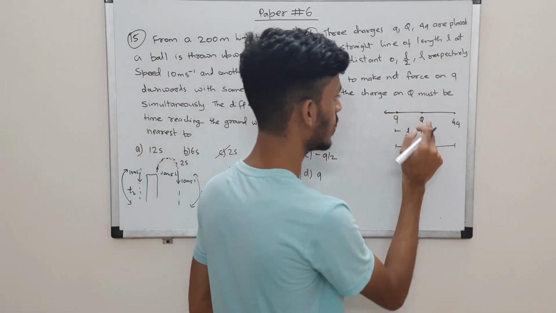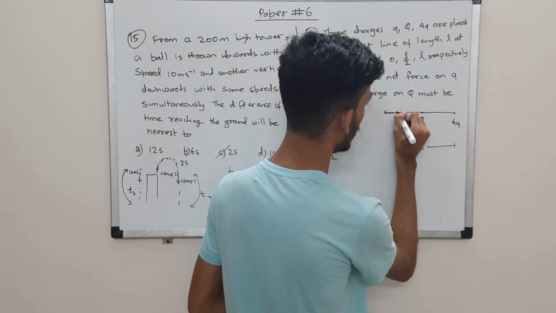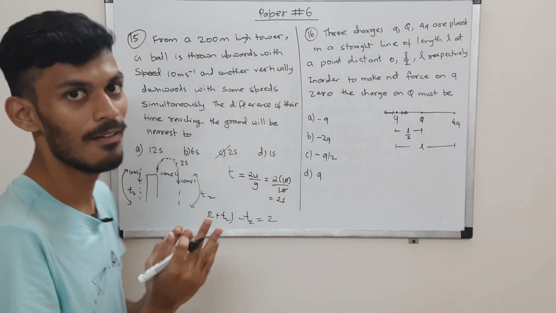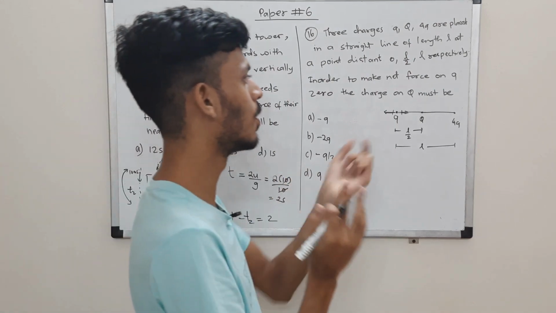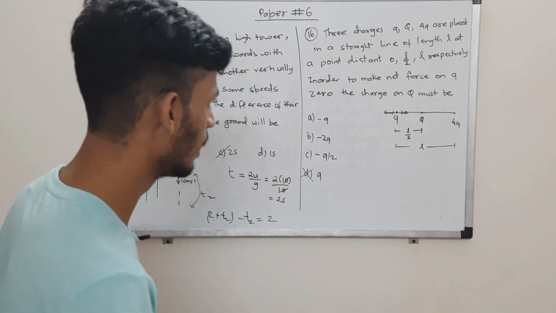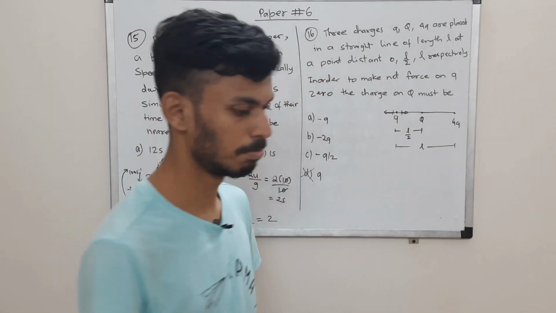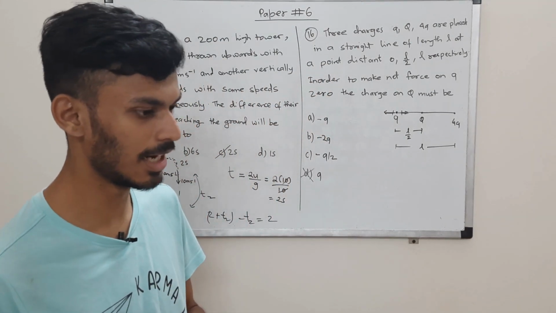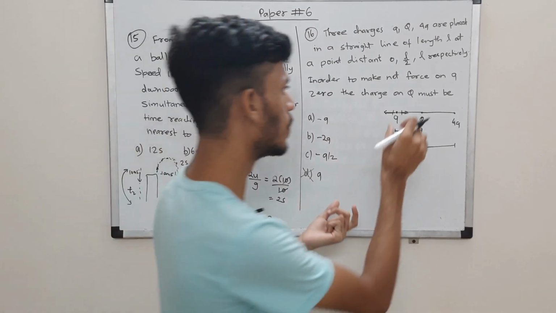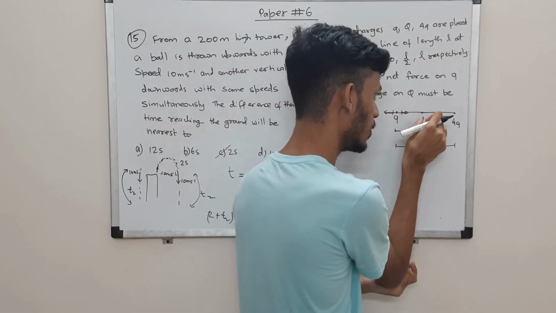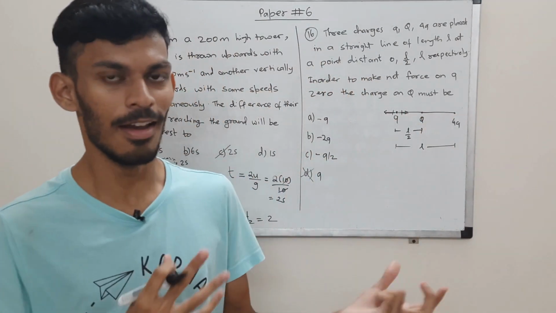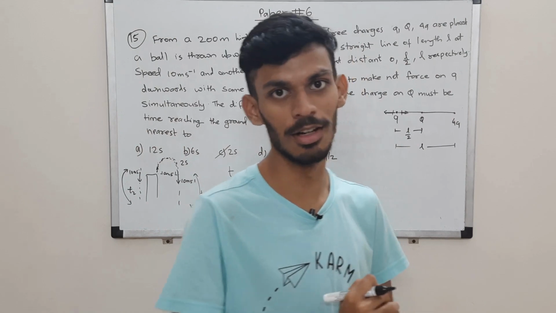Whereas if the charge on this capital Q is negative, it will pull, and there is a chance that these two forces will be cancelled. So the charge on Q must be negative, and option D we can neglect now. The charge should be negative, and of course the net force should be 0. So basically the force on this charge due to this charge is equal to the force on this charge due to this charge. So you are just supposed to equate the forces.